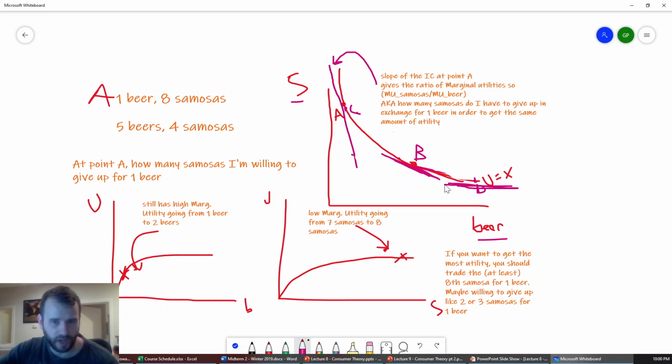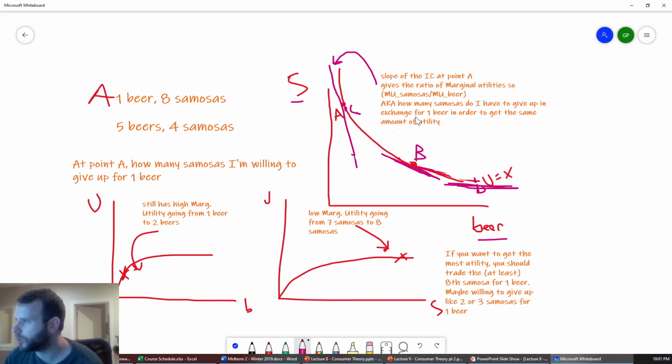Alternatively said, you're willing to give up 0.00025 samosas in order to get one beer. Oh wait, sorry, I got that backwards. So the amount of samosas you give up is going to be very low. The amount of beers you're willing to give up is very high. And you might say, I'm also willing to give up one samosa, but I'd have to get like 50 beers in return, or whatever that math works out to, like 40 beers or something like that. Because you're consuming an extreme amount of beers that are giving you very little marginal utility, but you're consuming very few samosas, each giving you a high marginal utility, so you're going to be closer to this point on the utility function. Okay.